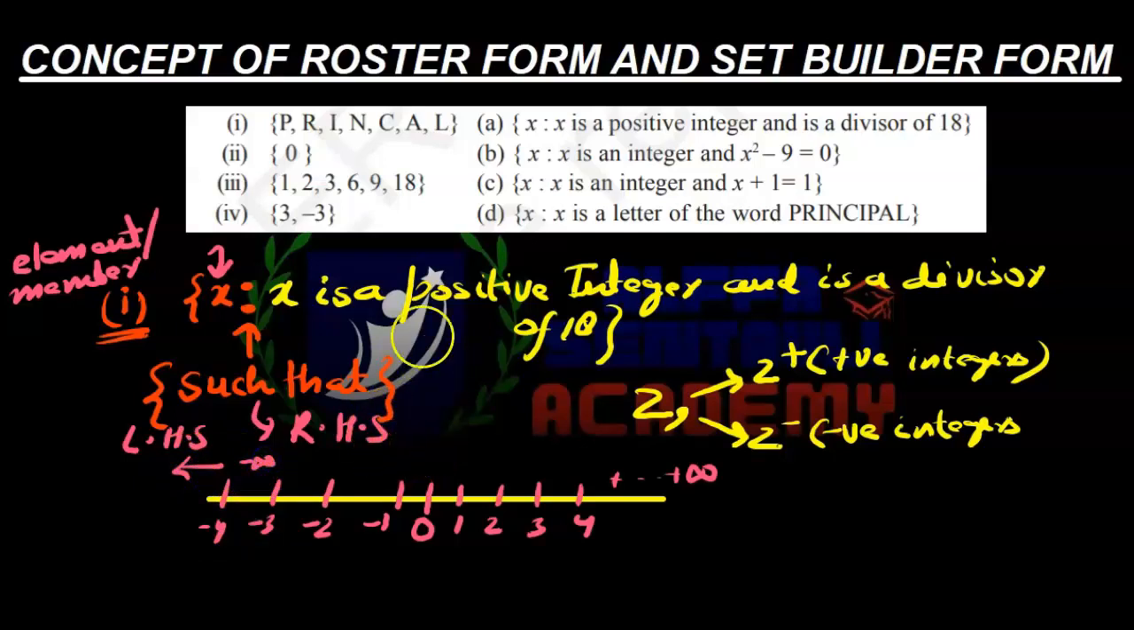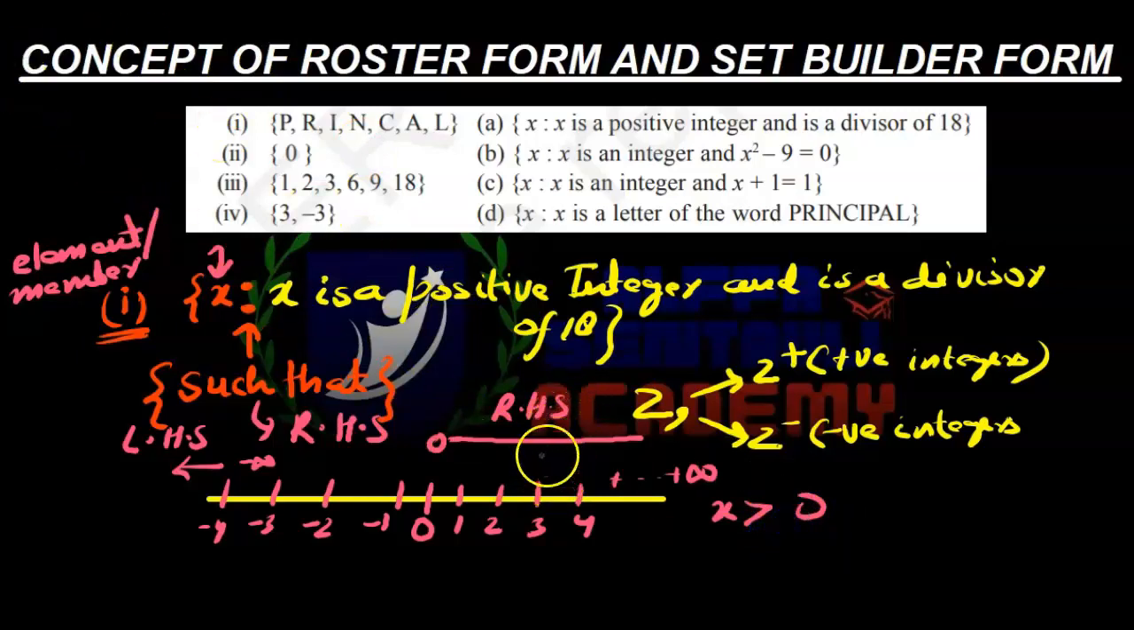So what is the condition? The condition is that x is a positive integer, which means x must be greater than 0. Whatever number we choose must be greater than 0, so we have to choose numbers away from 0, on the right hand side. You have to remove the equality sign because we are neglecting 0. We are not taking 0 in our solution.